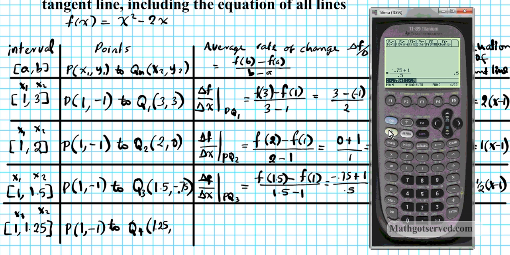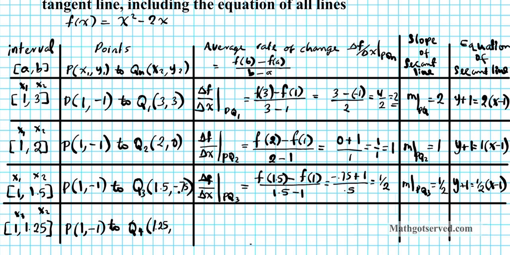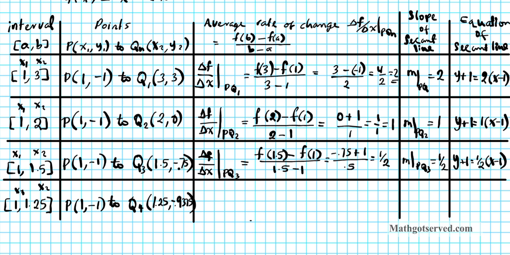We can do it by hand, but let's use our calculator. Let's go back to the graph we generated, diamond F3, and use the trace option again, and enter 1.25. Enter, and we have negative 0.9375. Let's enter that, negative 0.9375. There goes our point. Now let's find the slope of the secant line through these 2 points.